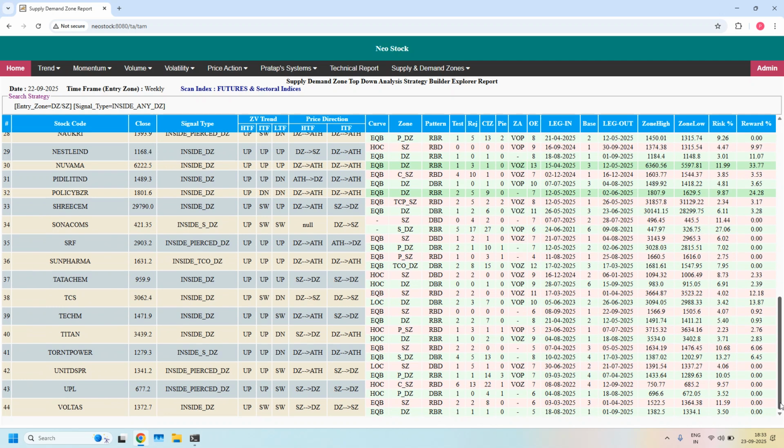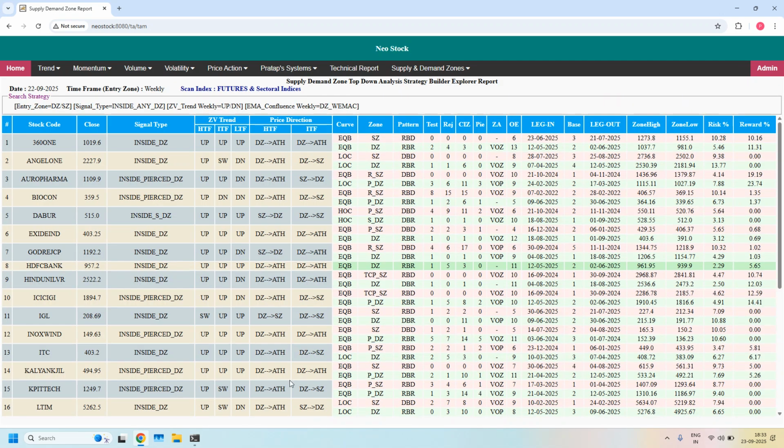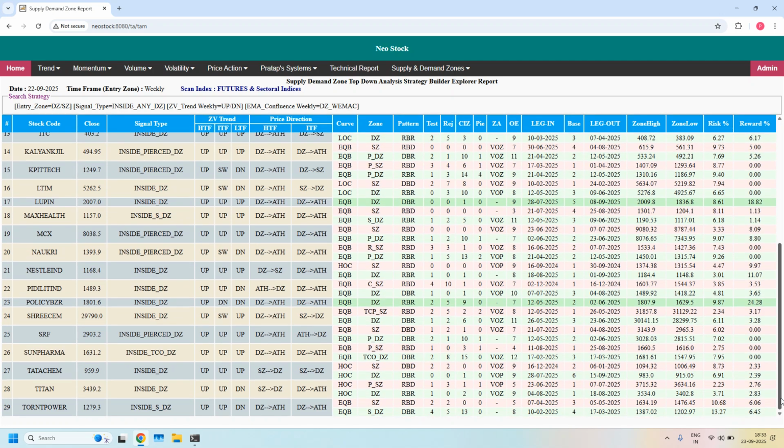Total 44. We can further filter based on weekly demand zone having weekly EMA confluence. And also trend on the weekly should not be sideways. We got a big list again. Okay, first 16 stocks in the list. Scrolling the list down. Total 29 stocks are filtered. Weekly demand zones with weekly EMA confluence without a sideways trend.